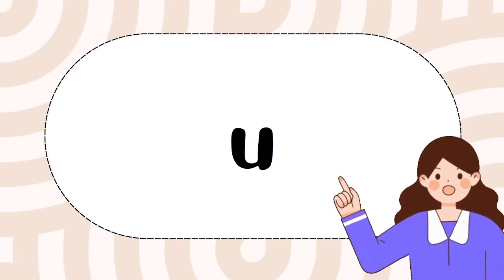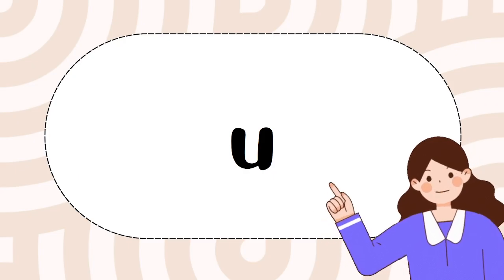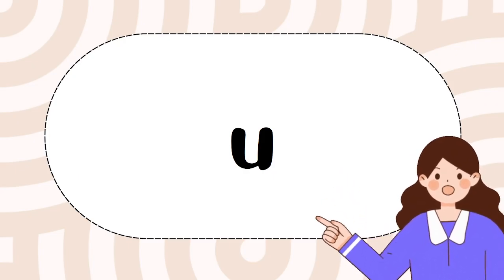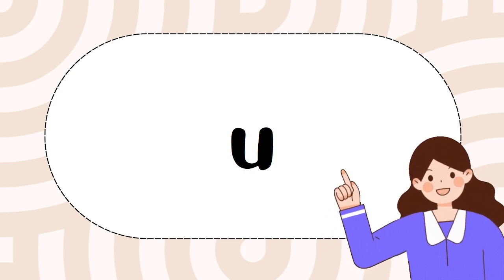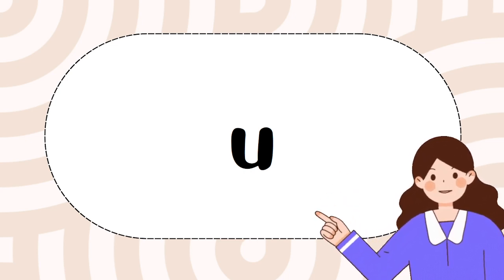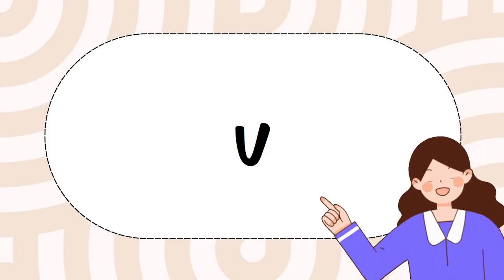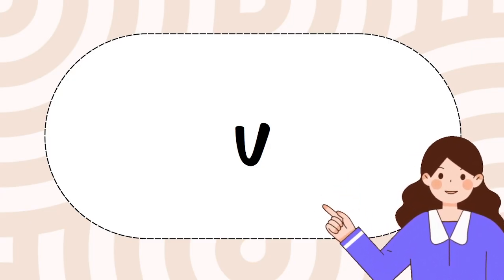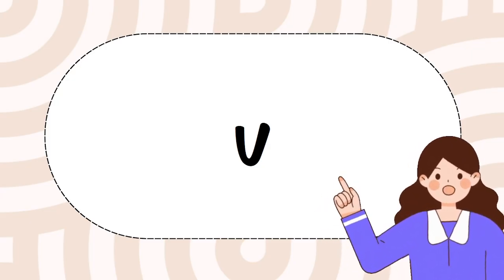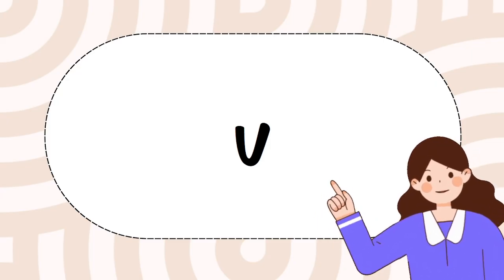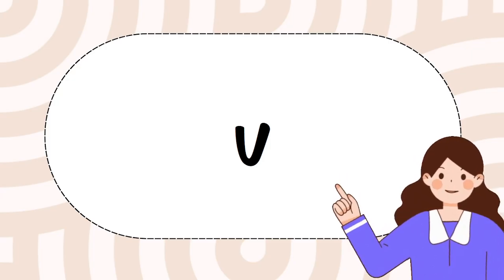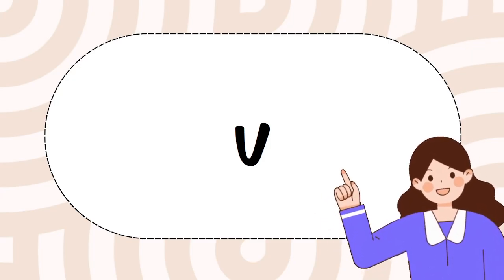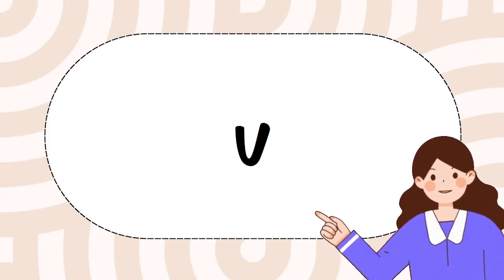This is letter U. Letter U sounds U. Letter U sounds U. This is letter V. Letter V sounds V. Letter V sounds V. Can you repeat? Letter V sounds V.